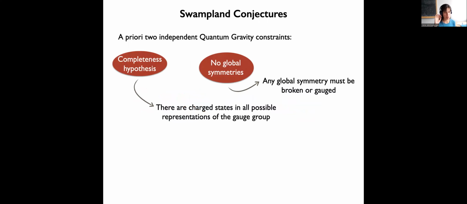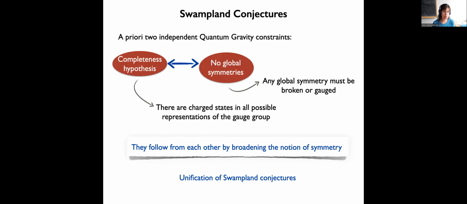Okay, now just before one slide, let me say that if you are interested in quantum gravity, this is also interesting because this completeness of the spectrum and no global symmetries were in principle two independent Swampland conjectures that now it seems could follow from each other if we allow for this generalized notion of symmetry, including non-invertible operators. So it goes along the lines of trying to unify all the Swampland conjectures and reduce everything to the minimum set of principles that would reproduce everything.